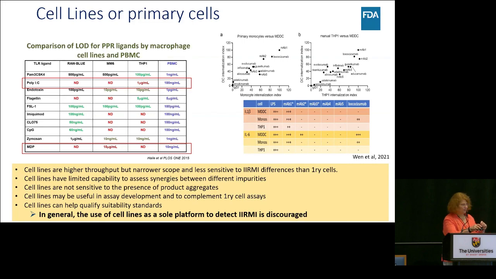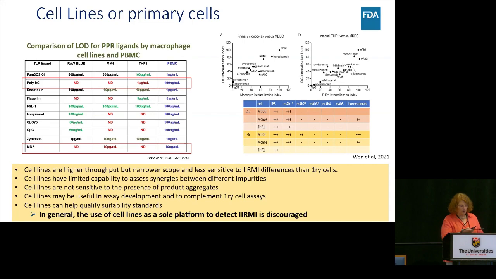So for example, for bococizumab here at the end, the MDCs, which is the monocyte-derived dendritic cells, would detect the presence of impurities in bococizumab by inducing IL-6, but not by inducing IL-1. So if you're looking at IL-1, you would miss those impurities. And THPs detected some, but not others. And it becomes a little bit more complicated.